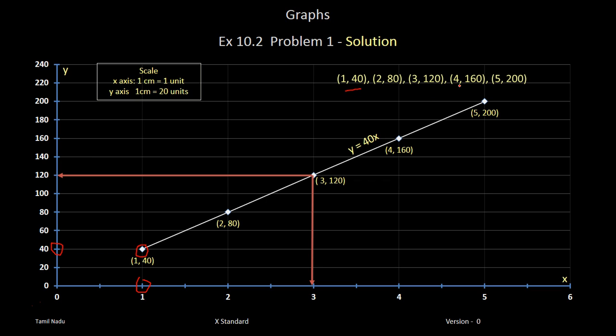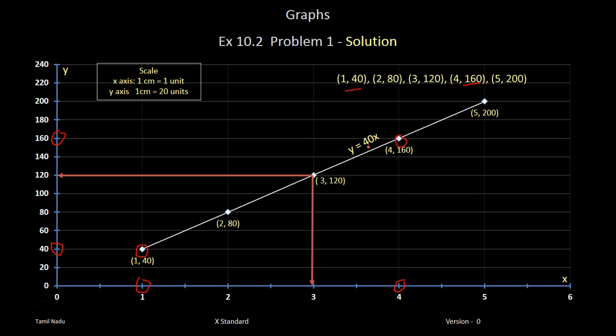So now let's take another point, 4 and 160. X is equal to 4 and y is equal to 160 here. So you come horizontally on the right side and you go up. So they will meet. This is the point. Like that, you plot the remaining points and you'll get a straight line. Now this straight line represents the distance versus time. It's a graph for the distance versus the time, and the equation is y equal to 40x.